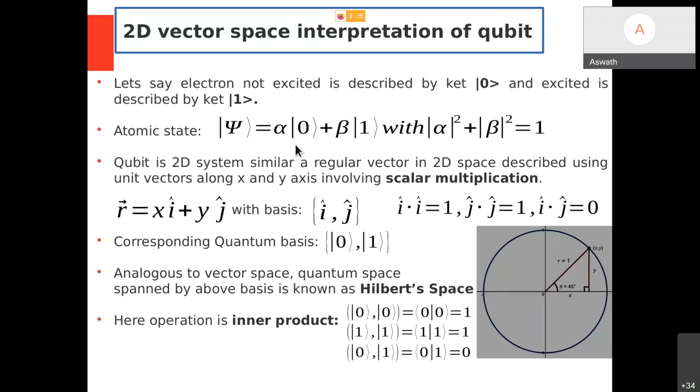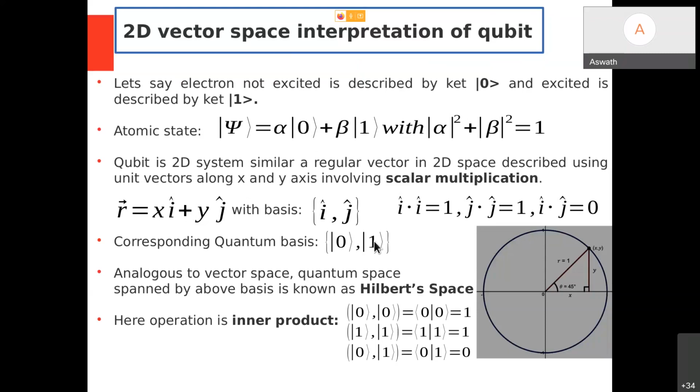So instead of writing not excited and excited, let me write not excited as 0, excited as 1. Bring in the same constraint that alpha square plus beta square is equal to 1. That is, the probabilities should always sum to 1. Okay, that makes sense for me now. Now, relate these two equations: this is a quantum state, this is a vector. Is it possible to call this a vector? It is possible when a 100% one-to-one correlation exists between this and this. Basically there are base vectors i and j. What are the base vectors for this? 0 ket and 1 ket.